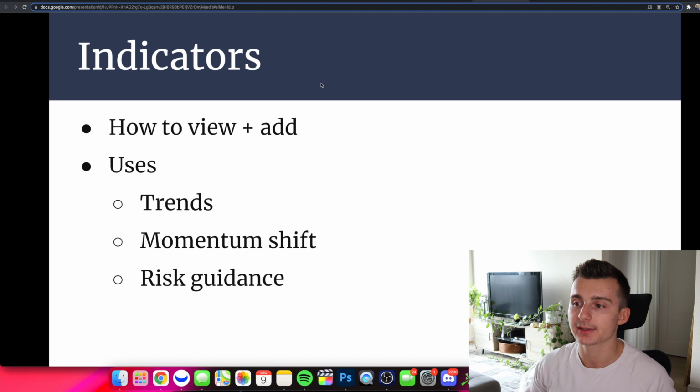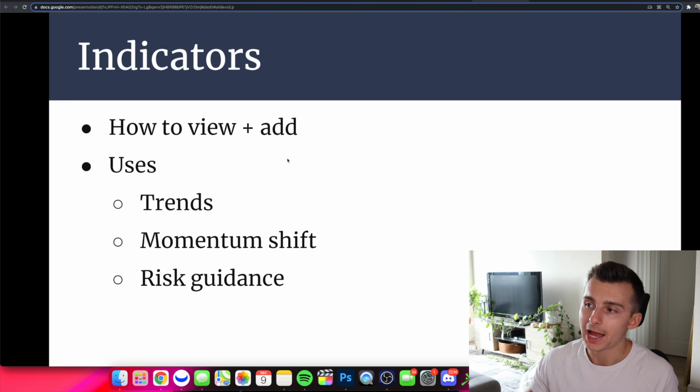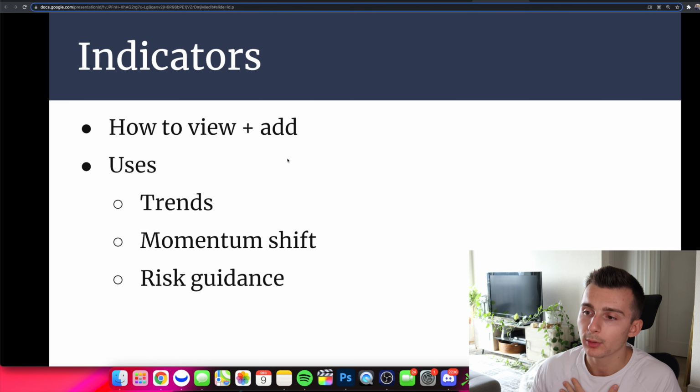The next step now is going to be indicators, how to view and add them, the uses. We'll talk about all that stuff. So I'm going to go over to Webull to do this.